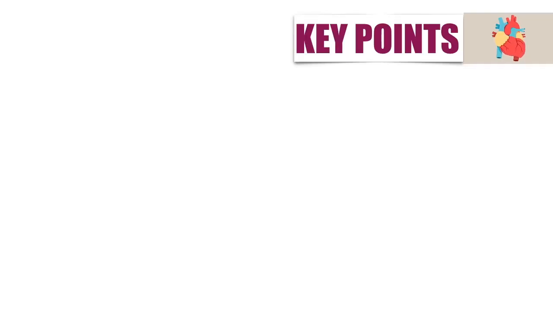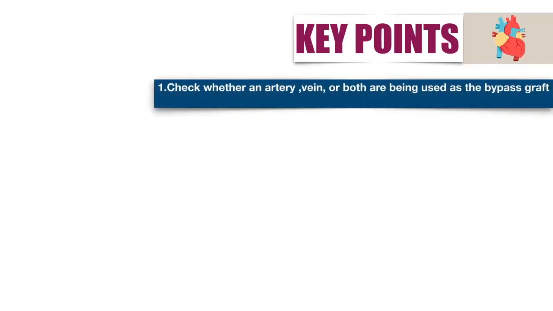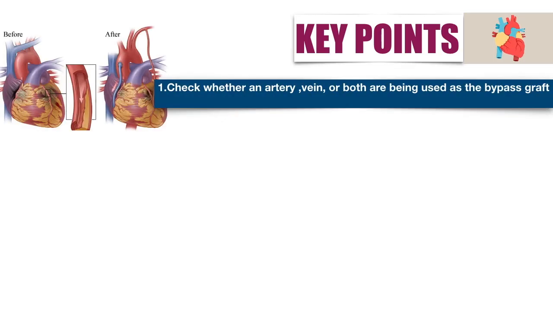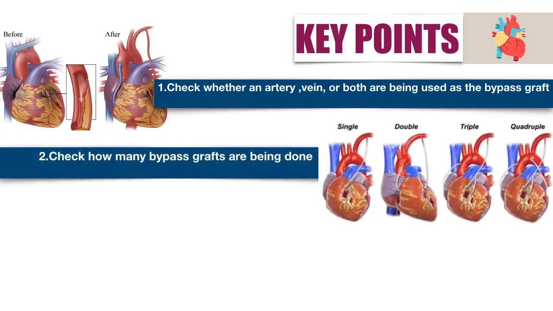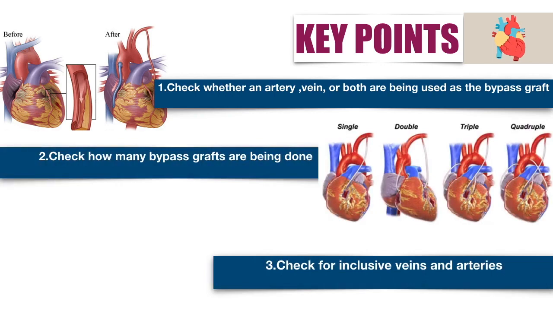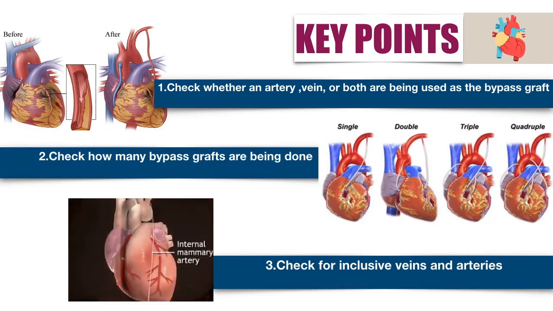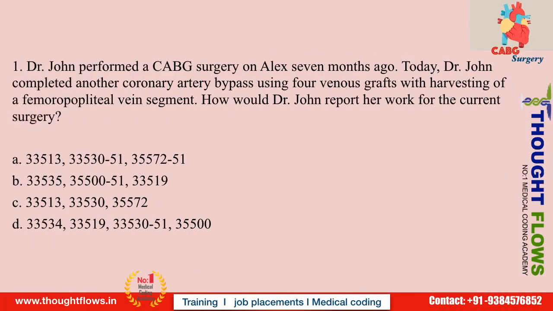Now we'll see the key points. The first key point, you have to search in the documentation whether the surgeon used an artery, vein or both as a graft. And the second one, you have to check how many grafts used in the surgery. And finally, you have to check for included veins and arteries. Now we'll see with a sample scenario.